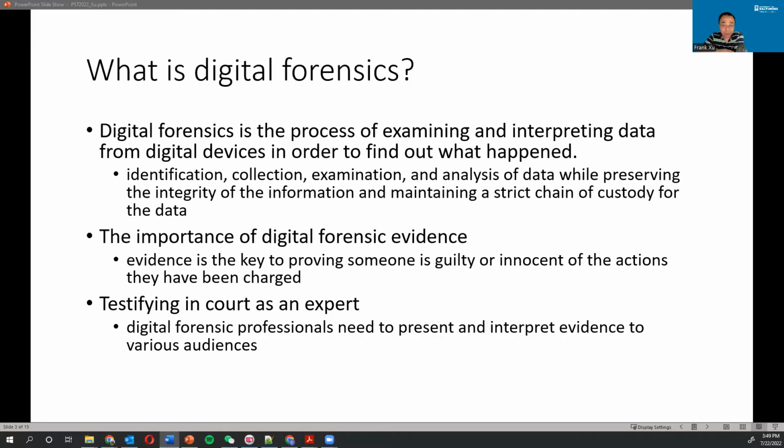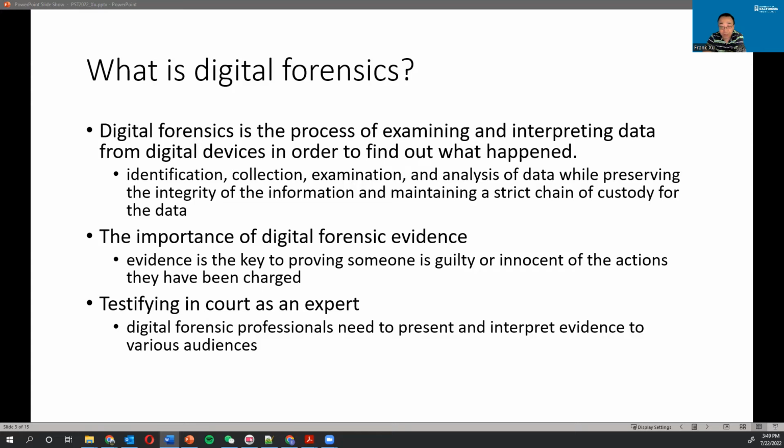So what is digital forensics? Digital forensics is the process of examining and interpreting data from digital devices to find out what happened. Typical processes include identification, collection, examination, and analysis of data while preserving the integrity of the information and maintaining a strict chain of custody for the data. Digital forensic evidence cannot be overstated because it is the key to proving someone is guilty or innocent of the action they have been charged with.